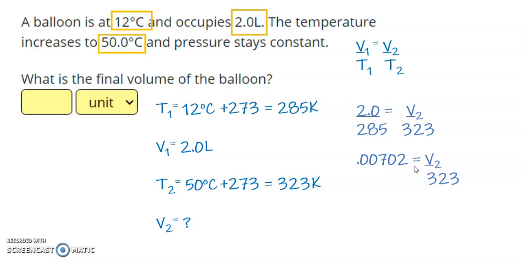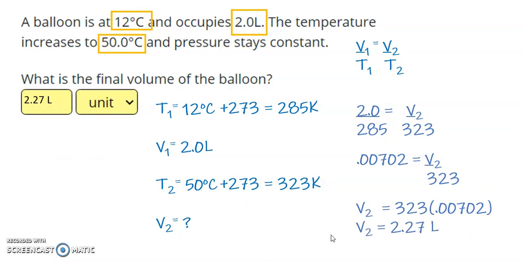I write my equal sign, V2 over 323. I want to get V2 by itself, so I have to multiply both sides by 323. That gives me V2 equals 323 times 0.00702. That equals 2.27 liters, and you can plug that in the answer box.